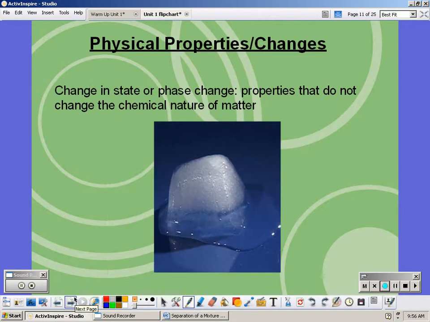Remember, there's a difference between physical and chemical. Chemical, we have to see one of our 4 indicators. A physical change or property is a change in state or a phase change. The properties don't change the chemical compound or the chemical nature of the matter. So like an ice cube melting, even though we're going from the solid phase to the liquid phase, it's still water. It still has that basic H2O component.